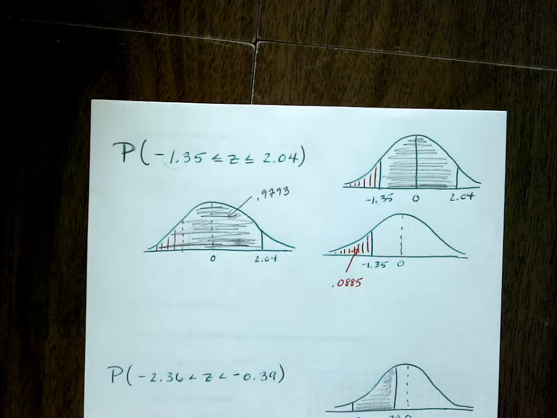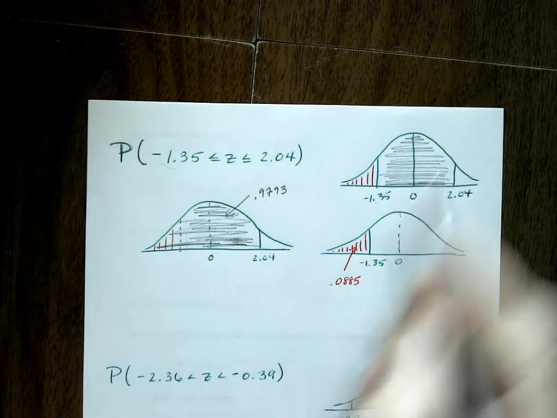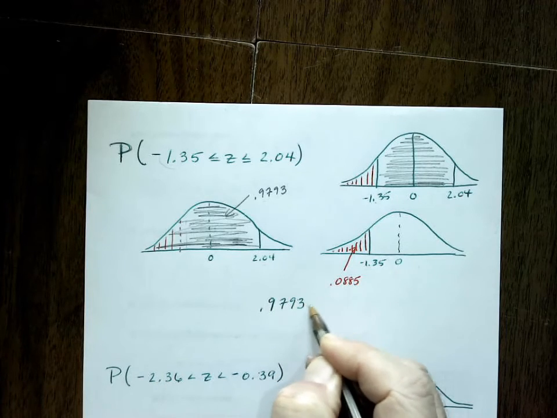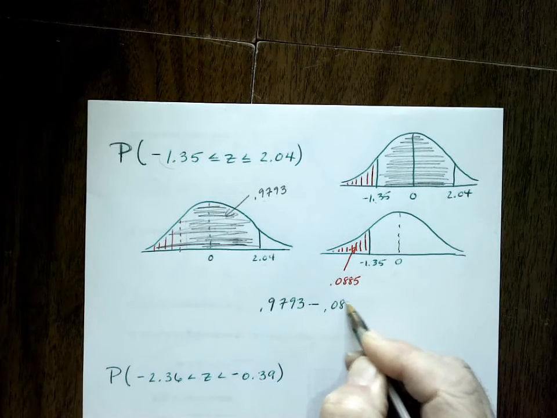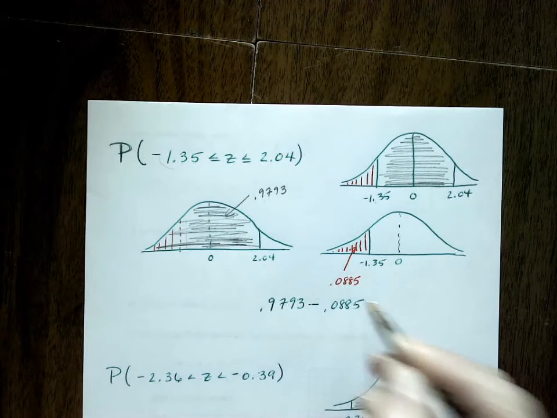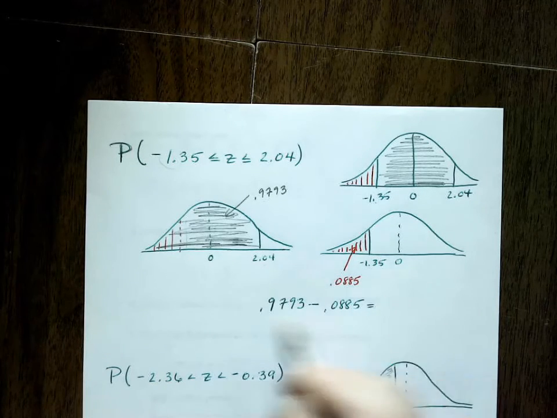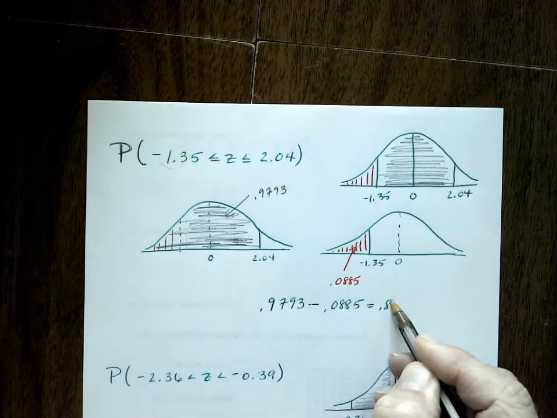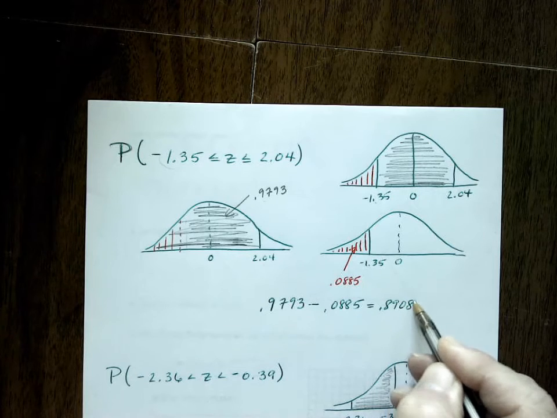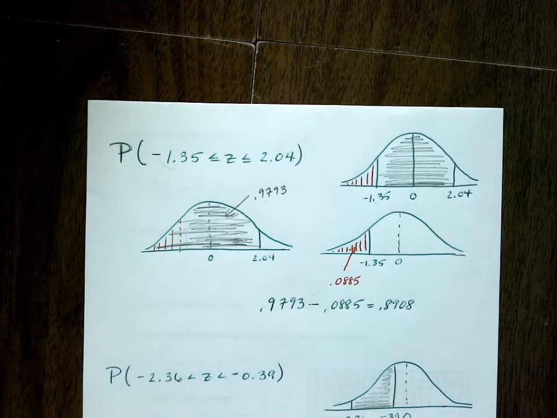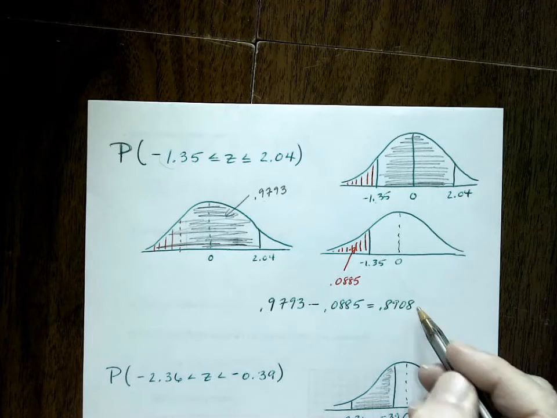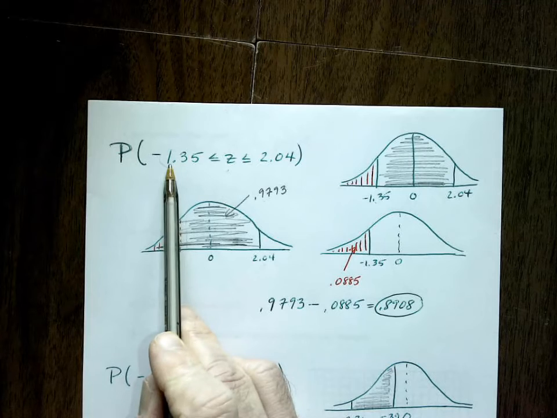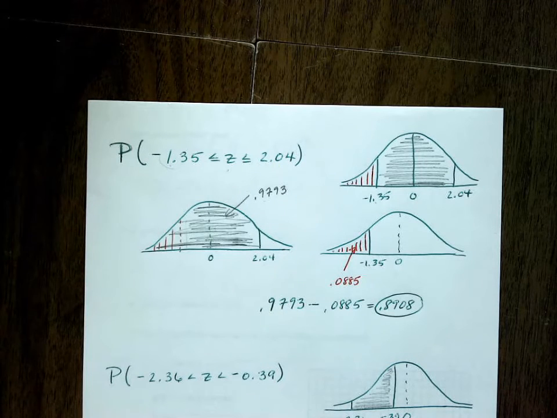So it makes sense that to get the answer to my problem, I need to take 0.9793 and subtract off 0.0885. And that difference in area would be my answer, which is decimal 0.8908, or 89.08%. That's the probability that we get a z-score between negative 1.35 and 2.04.